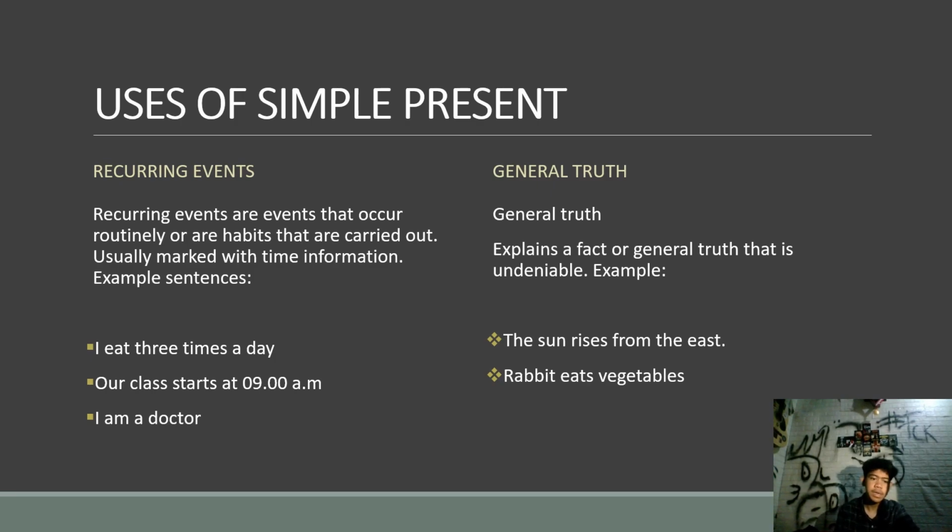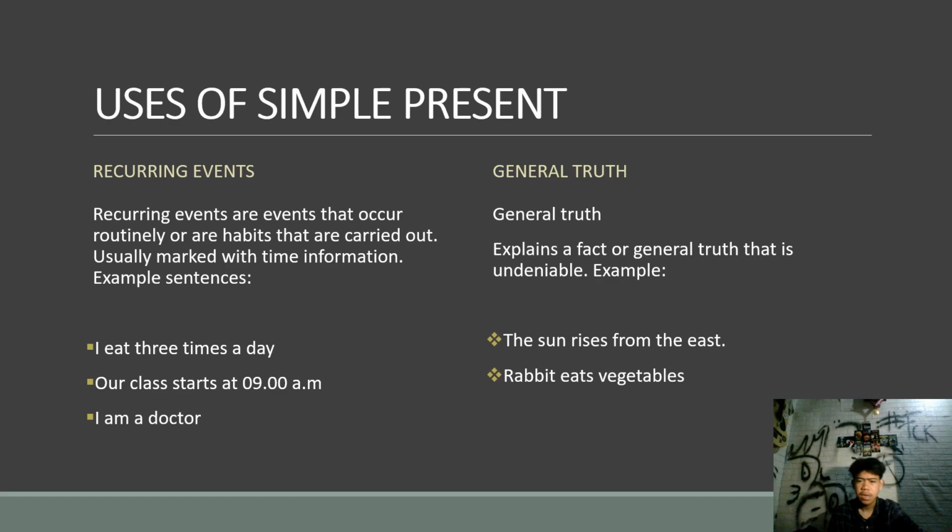Use of simple present: occurring events. Occurring events are events that occur routinely or are habits that are carried out, usually marked with time information. Example sentence: I eat 3 times a day.